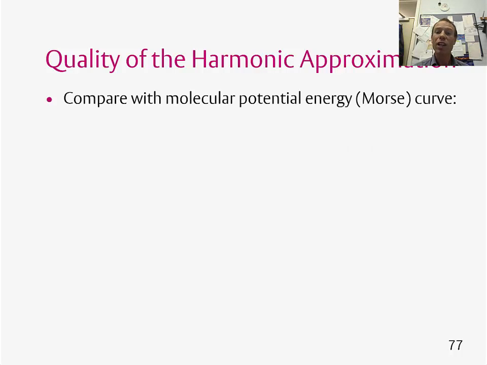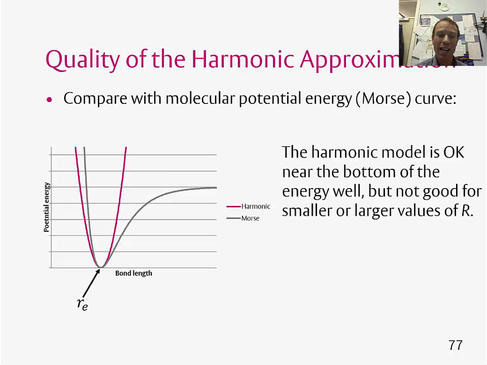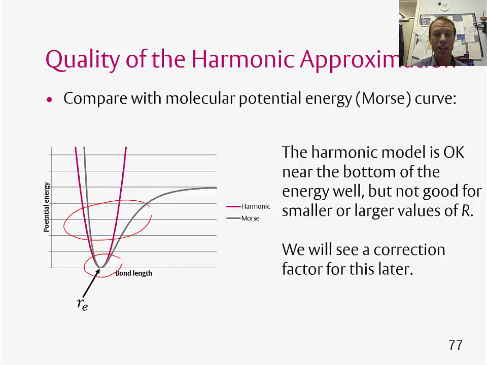The harmonic approximation is only an approximation though, so real molecules are better described by a Morse curve. Here we have a plot where the harmonic potential is in pink and the Morse curve is in grey. You can see that the harmonic model is okay around the bottom of the well. So if we're down here, the harmonic model is quite good. But if we go up to higher energy, so here, we can see that the harmonic model is actually not very good. We'll see a correction factor for this later on.